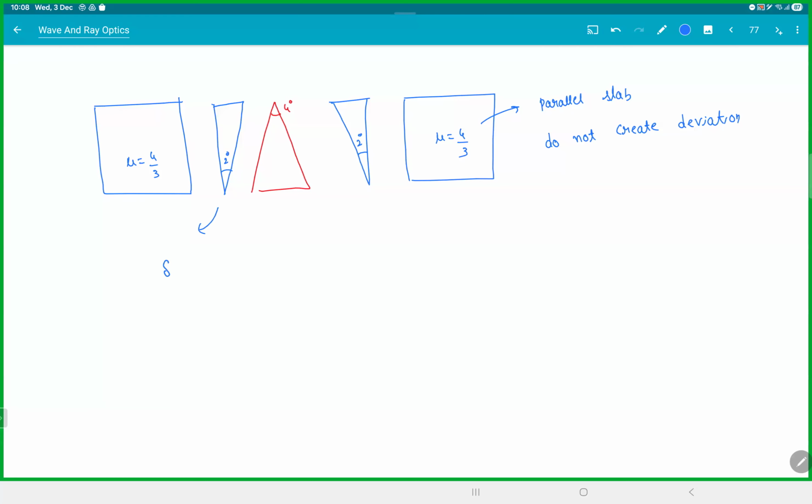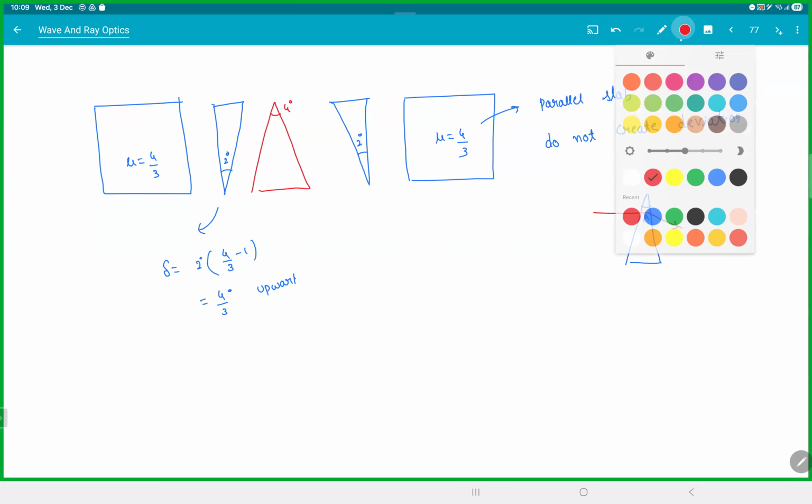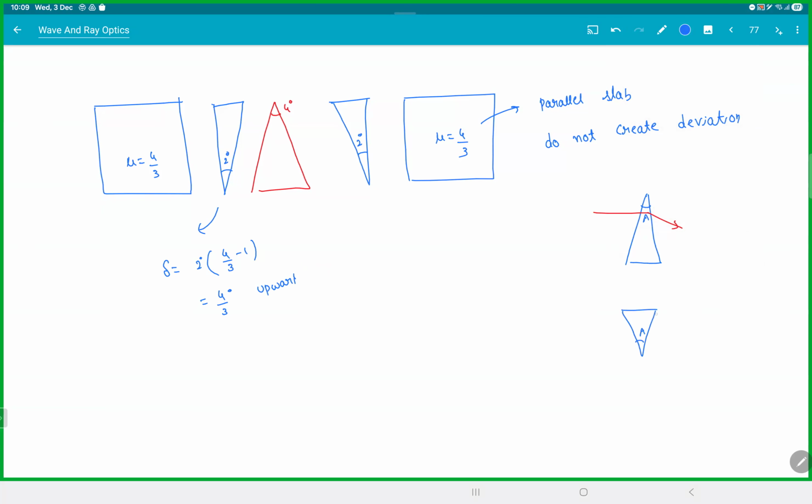So basically, this guy's deviation delta will be 2 degrees into (mu minus 1), which is 4 by 3 minus 1. That's 2 by 3 into 2, 4 by 3 degrees downward, upward actually. Because if you have a prism like this, it'll push it down. If you have a prism inverted, it'll push it up. This guy also will be 4 by 3 up. This guy will be 4 into (3 by 2 minus 1). That's half. 2 degrees down.